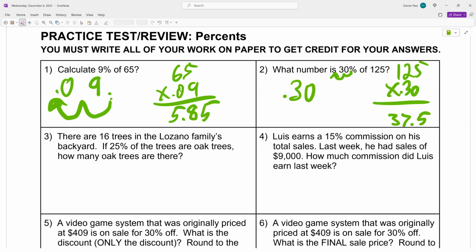Okay, so how do we do this one, sir? So first we get 16, and then I get 0.25. Right, 16 times 0.25, which makes 4. Now you can do this without the calculator because 0.25 means 1/4. And 1/4 of 16 is 4. Alright, so 4 oak trees. 16 trees if 25% are oak. So we're trying to find 25%.